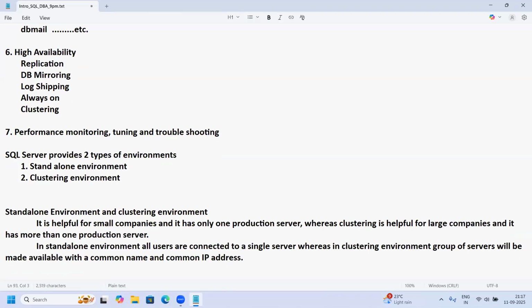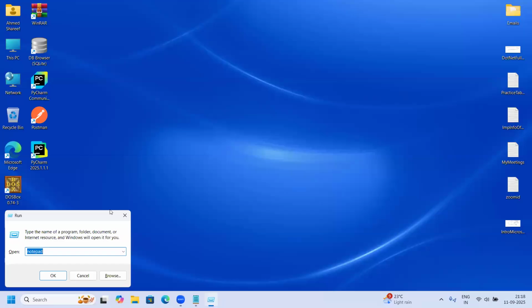And especially for the clustering environment, up to SQL Server 2008, Microsoft provided a limit of 16 servers. Whereas from 2012, they removed that limit. Now from 2012 to any advanced version, you can have unlimited servers.